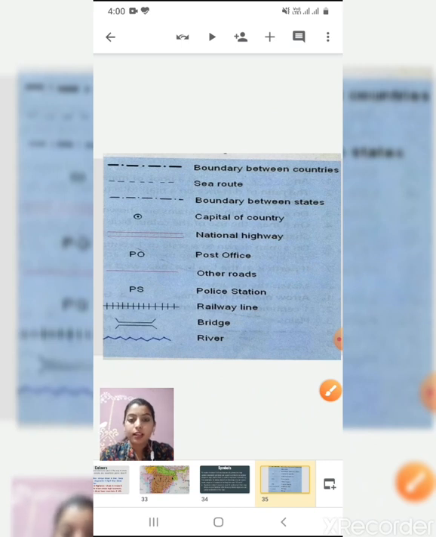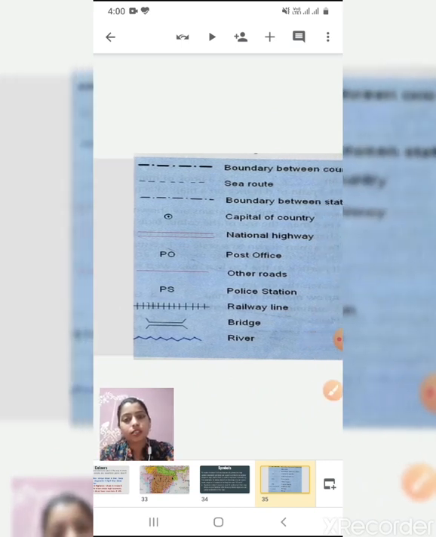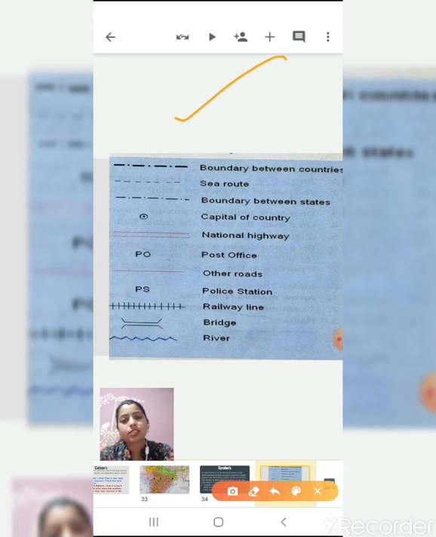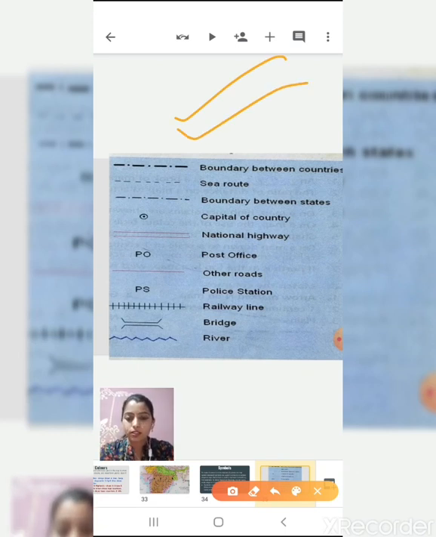Understood, children? These pictures, these signs, you have to draw in your notebook.